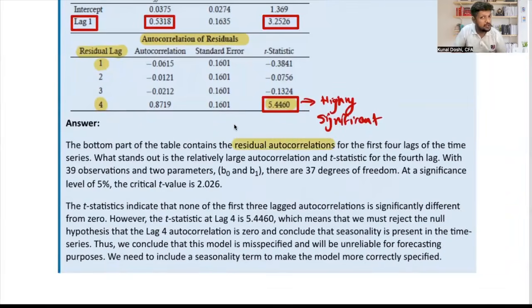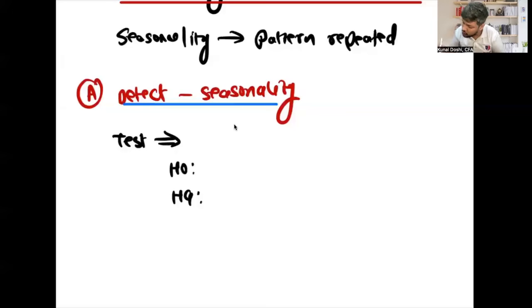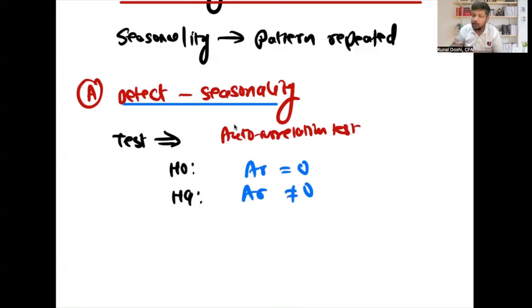Yes, the autocorrelation test, which we did in the past. The autocorrelation, whether it is equal to zero or not equal to zero. So which test are we going to do? The autocorrelation test, which we already know. Here we are going to conclude whether the autocorrelation is equal to zero or not. If it is equal to zero, autocorrelation does not exist, so we will say there is no autocorrelation. No autocorrelation means no seasonality.